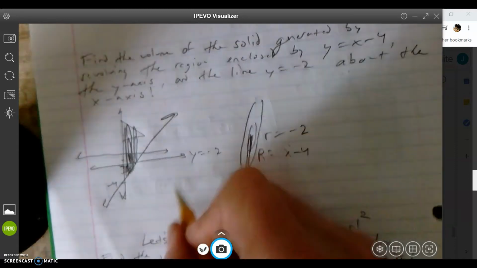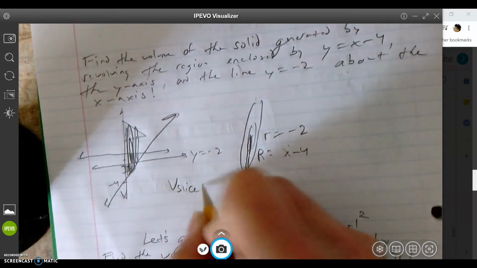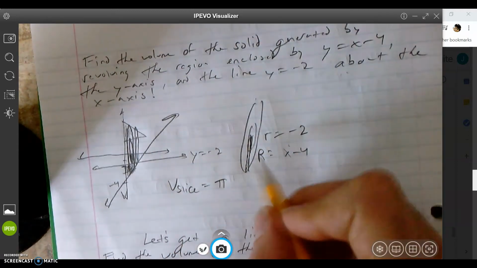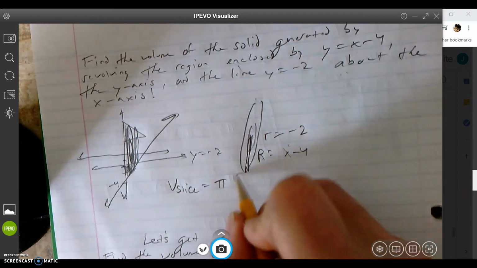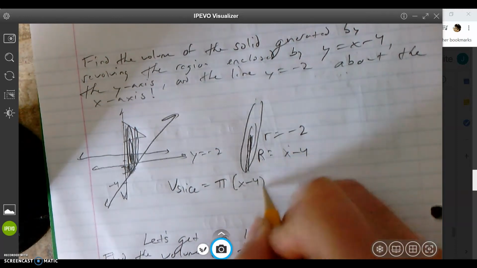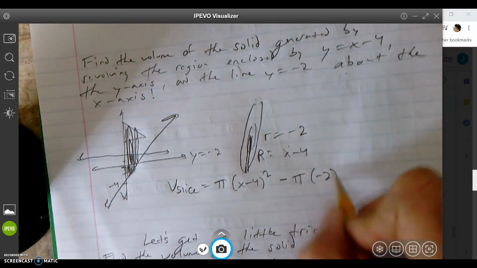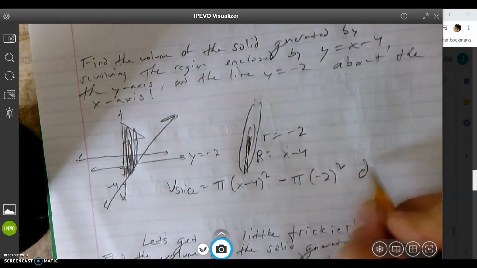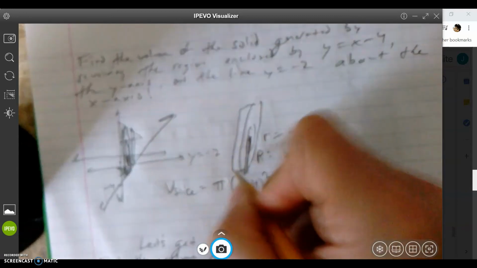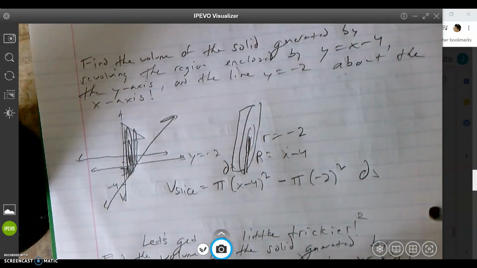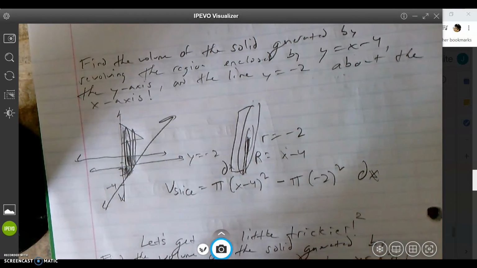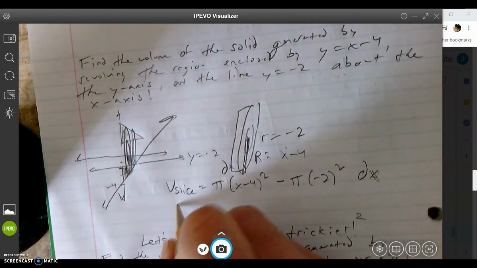All right, so the volume of a slice is going to be pi, big circle, remember, x minus 4 squared, minus pi times -2 squared, dx, which is the width. Sorry, I forgot to make it three-dimensional. Bam. dx. Okay, so now I need the whole volume.